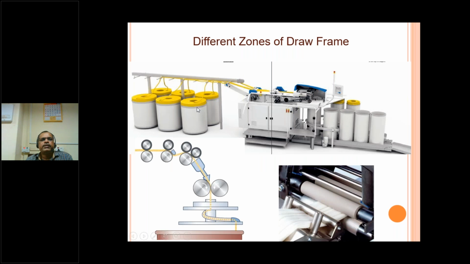This is the draw frame machine. Here you can see that these are the carded slivers. This is yellow color slivers. The 6 slivers are coming to the draw frame zone.